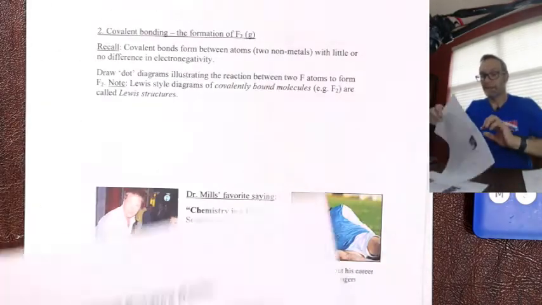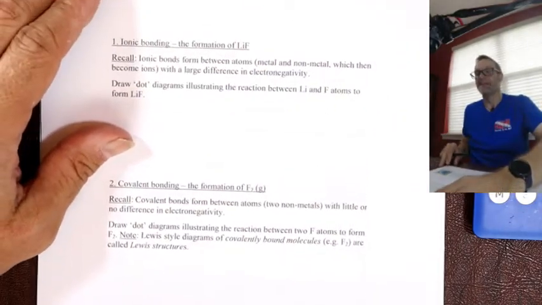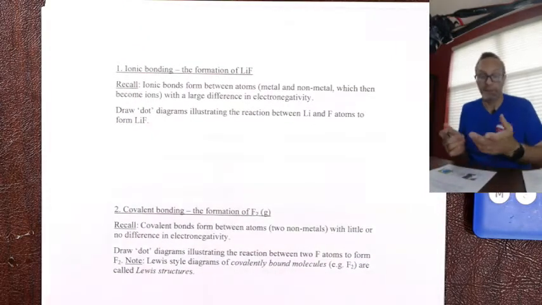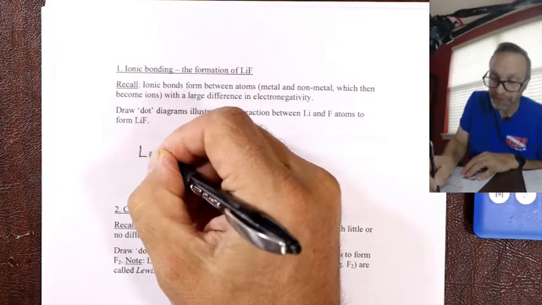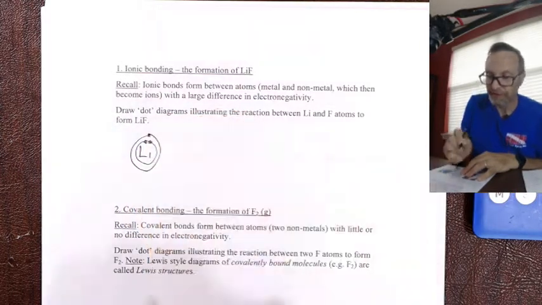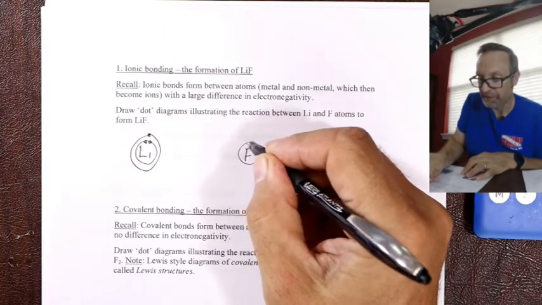Now, here's a couple we saw before. So I'll just do them quickly, because we've done them before. If I do an ionic bond, so if I do lithium fluoride, there's a lithium atom, we just did it on the previous page, and I'm going to bump it into a fluorine.